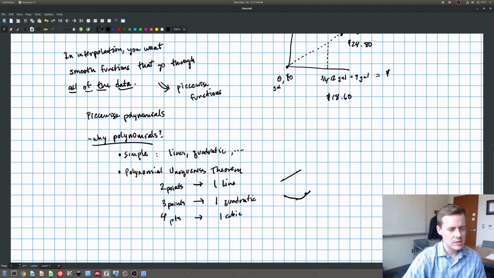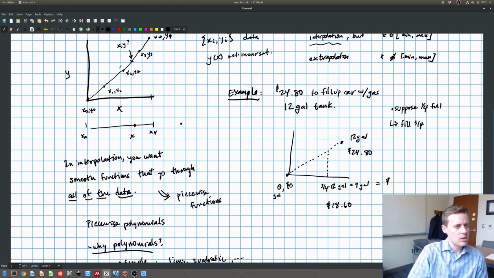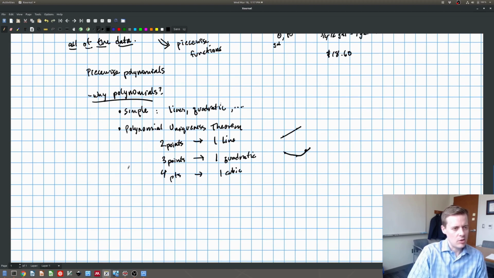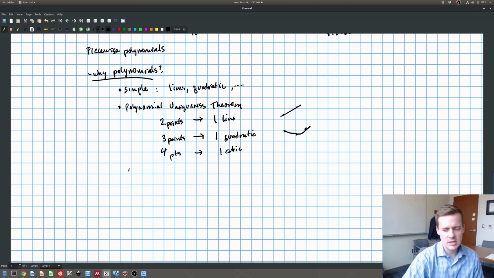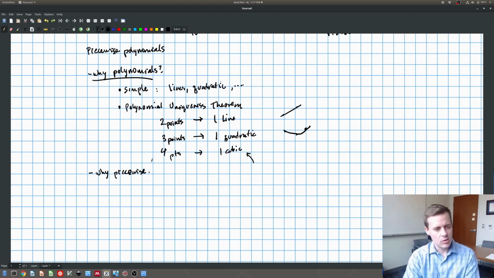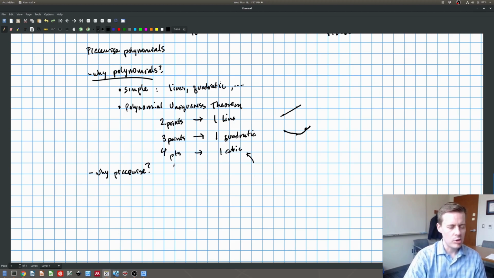So this means that I can go back to my data up here, and if I have 2 points, I can make a single line that fits them, or 3 points, a single quadratic, etc. So that theorem makes it easy mathematically. The other thing you might ask is, well, why piecewise? If I know this, and I have 4 points, why not just fit 1 cubic to the data? Or if I have 20 points, why not fit a 19th order polynomial to that data?